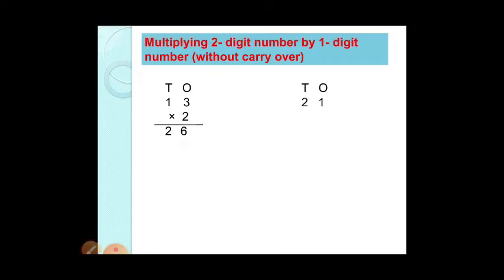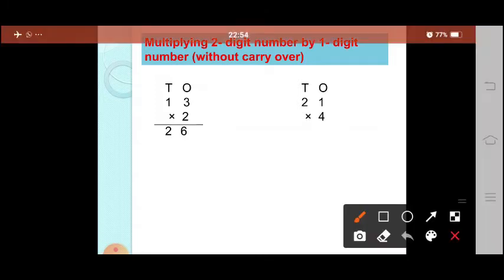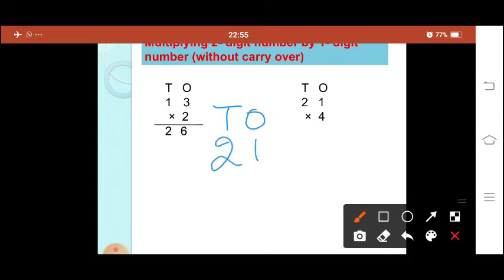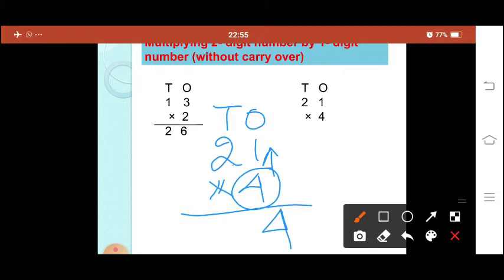I have 21 multiplied by 4. How will we do it? We will use a similar process, tens and ones. First we multiply the 4 with the ones place number. 4 ones are 4. Now this 4 will be multiplied by the number in the tens digit. 2 fours are 8. So what are we getting? 84.